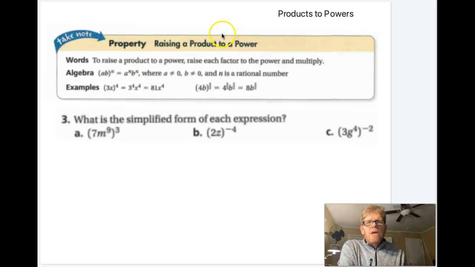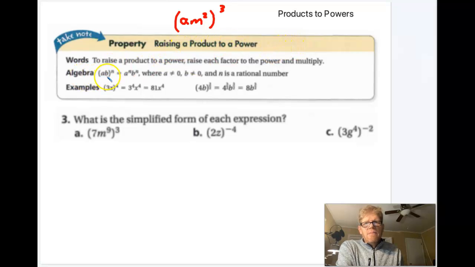Let's look at what happens when we take a product and raise it to a power. So for example, if we multiply a times n to the second and we raise that to another power. So that's what we're looking at. And here's what our product to a power rule says.